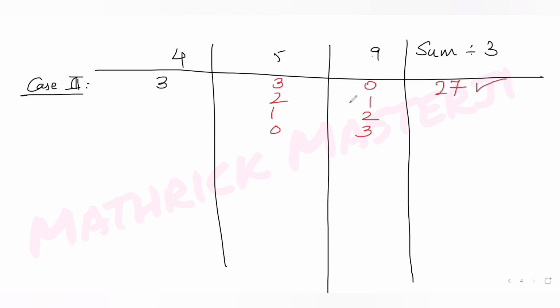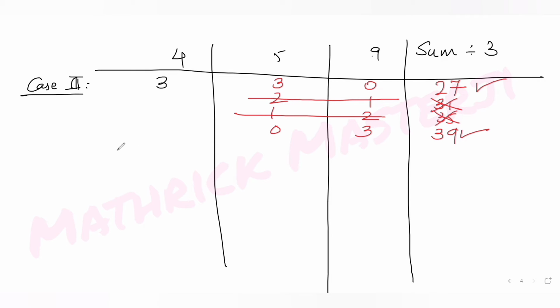2 5s, so 10, 1 9, 19, plus 12, 31. Not divisible by 3. 1 5, so 5, 2 9s, 18, 18 plus 5, 23, plus 12, 35. Not divisible again. 0 5s and 3 9s, so 27. 27 plus 12, which is 39. That's again divisible by 3. So this is also a valid option.